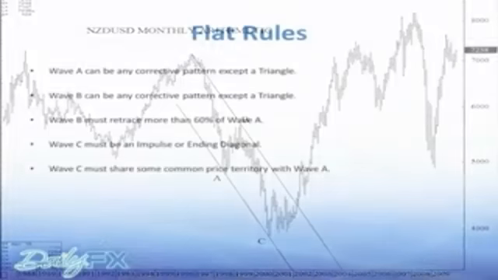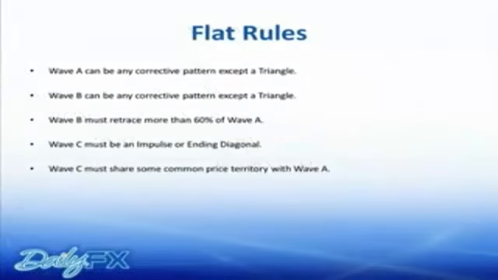Okay, flats. Wave A, usually a flat itself, right? It goes 3, 3, 3, 3, 5, or it can be a triangle, 3, 5, 5. The wave C must be an impulse or diagonal.